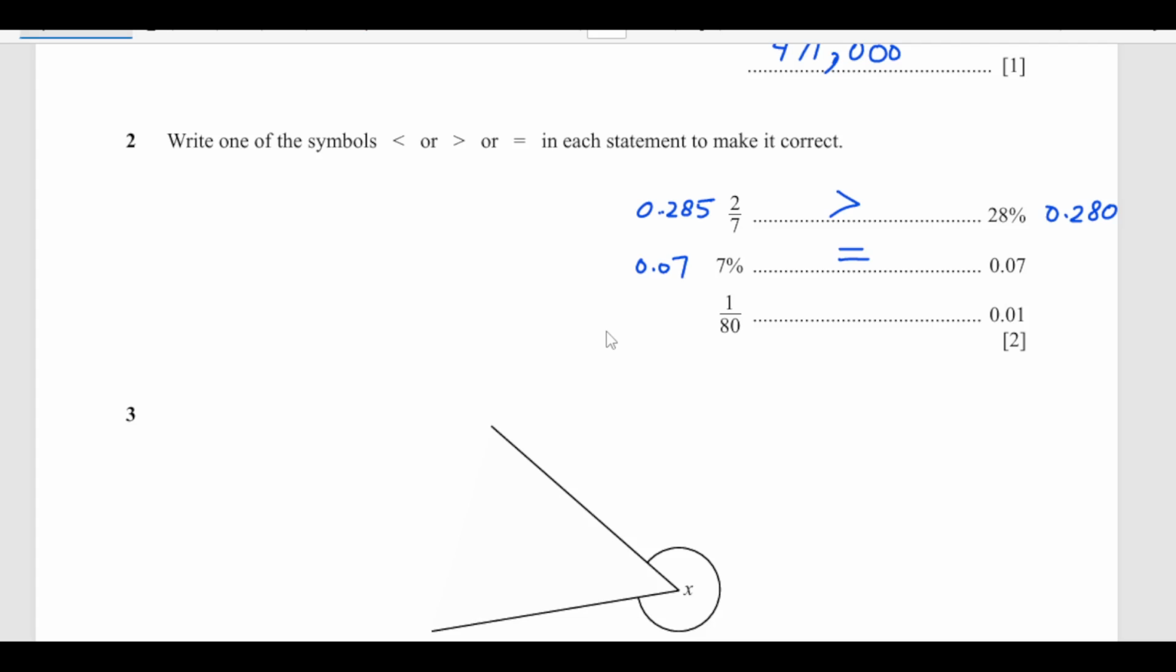So 1 over 80, when we divide, this is 0.0125 and this is 0.010. I can put 0 here. So which one is greater? This one is greater. You see 0.0125, this is 0.0100. So this one is greater, right?